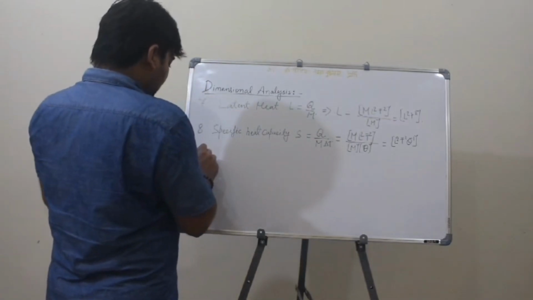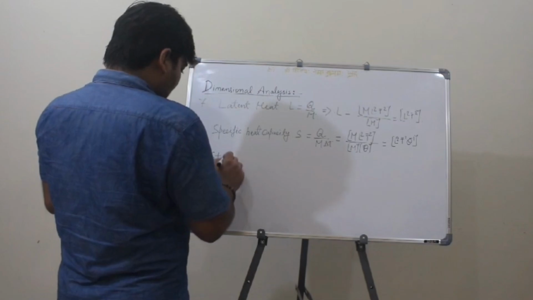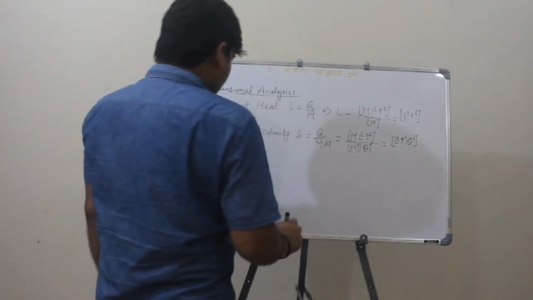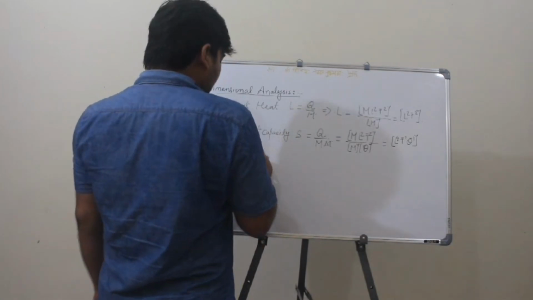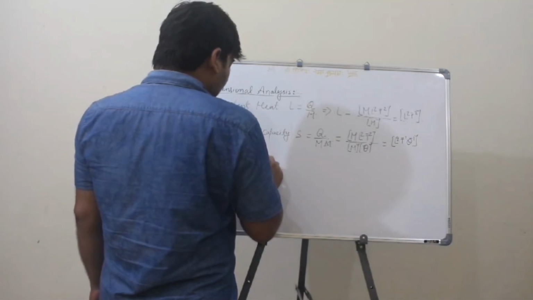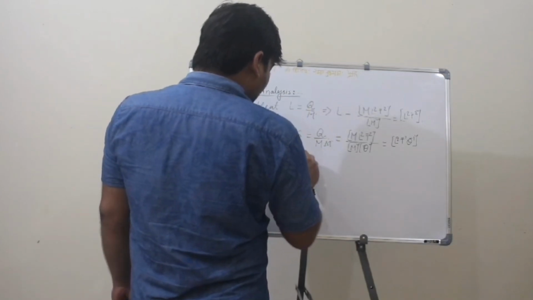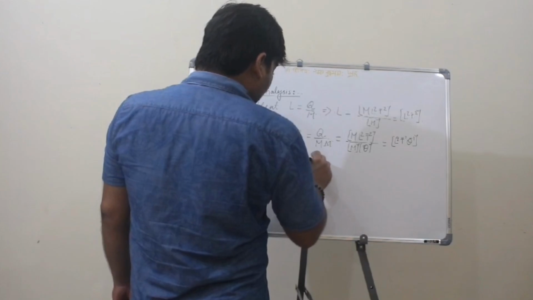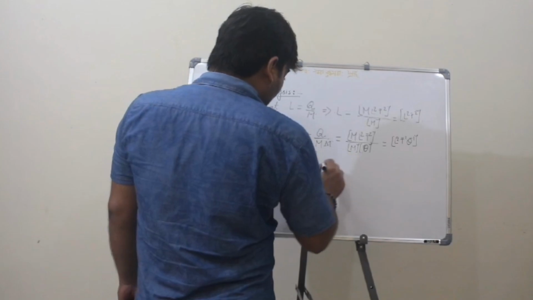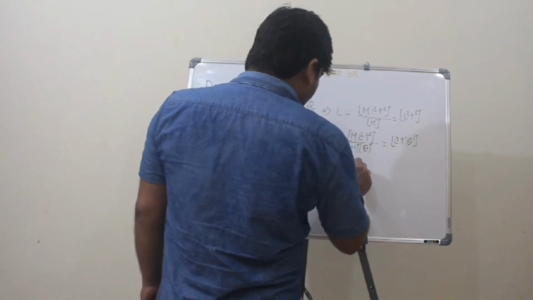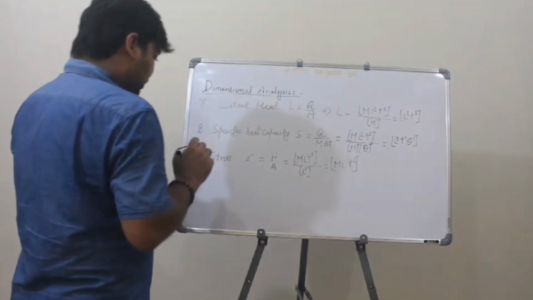Now let us go to the stress. Stress is another physical quantity which has the same nature as pressure, which means that sigma is force per unit area. So force is M L T to the power minus 2 divided by L square, giving you M L to the power minus 1 T to the power minus 2 as the formula for stress.